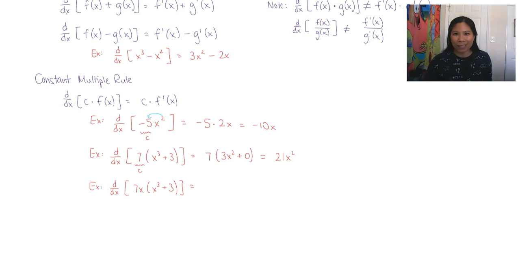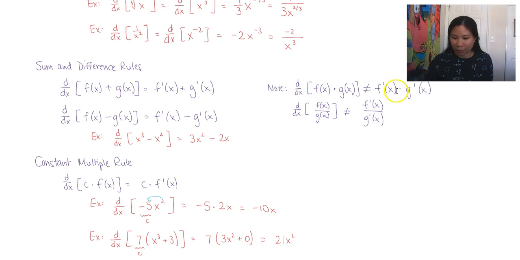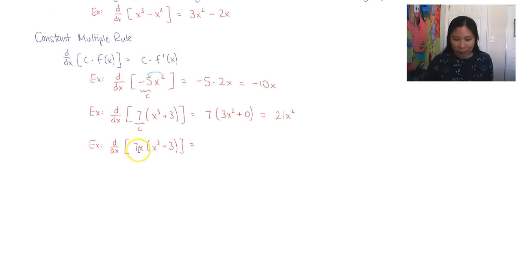I also wanted to give an example where the constant multiple rule does not work. So I'm going to do a problem similar to the one we just did, but instead of just a 7 as the constant multiplying by x cubed plus 3, I have 7x. So this is a case where it's kind of like how I was talking about you can't just multiply two derivatives together. Because 7x right here is a whole separate thing being multiplied by x cubed plus 3. It's not just a constant, so I wouldn't be able to use the constant multiple rule.